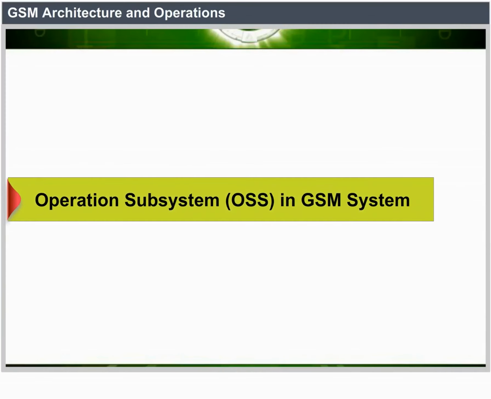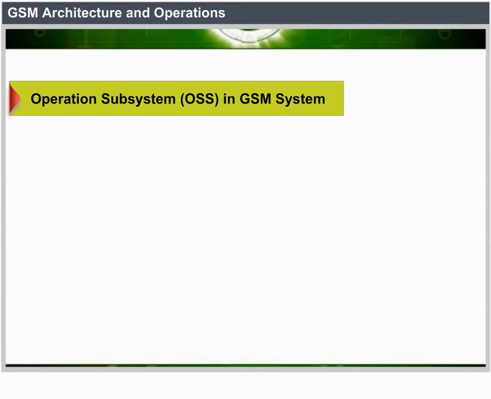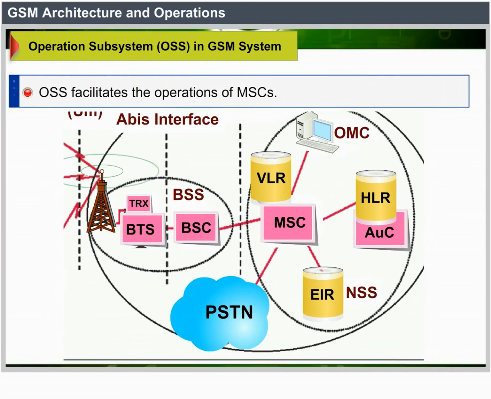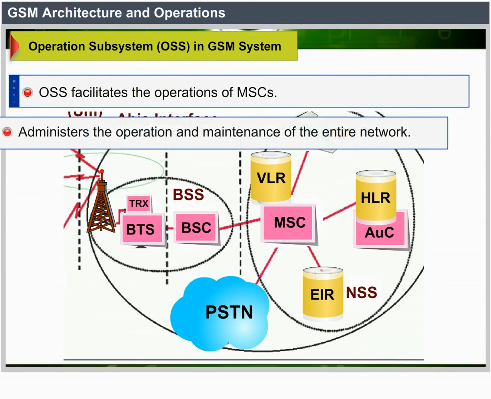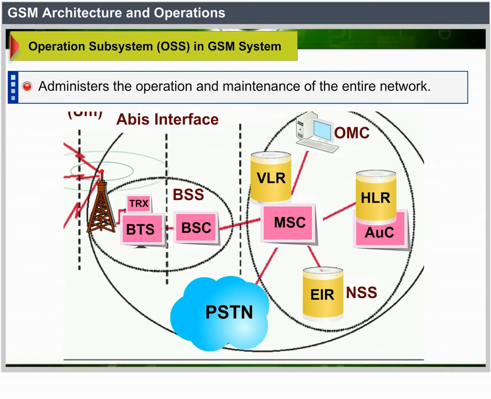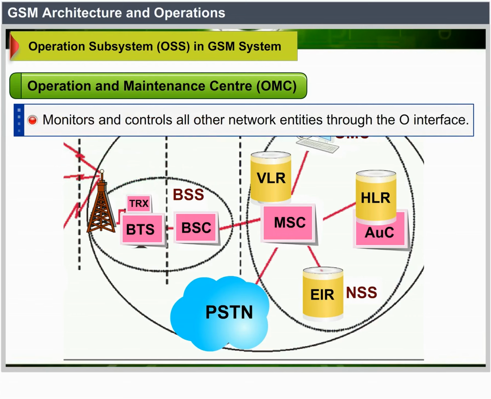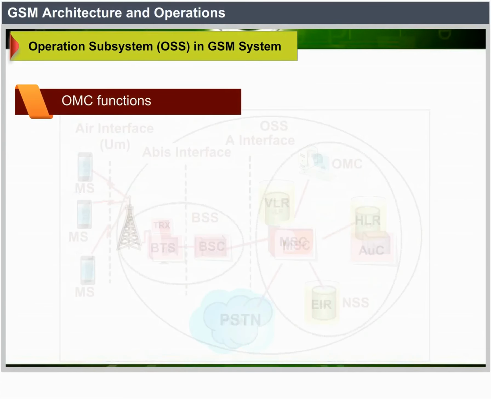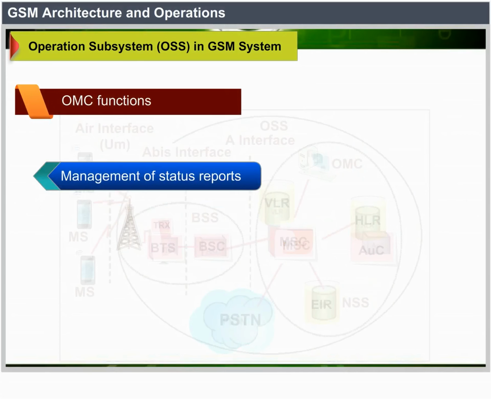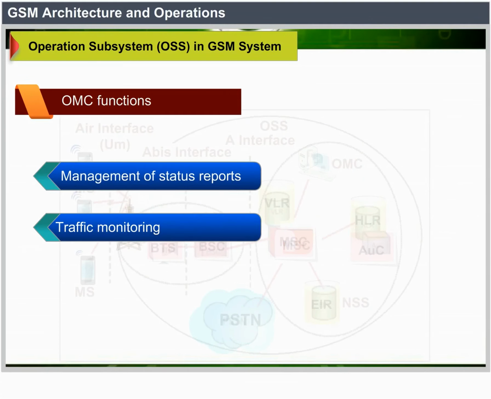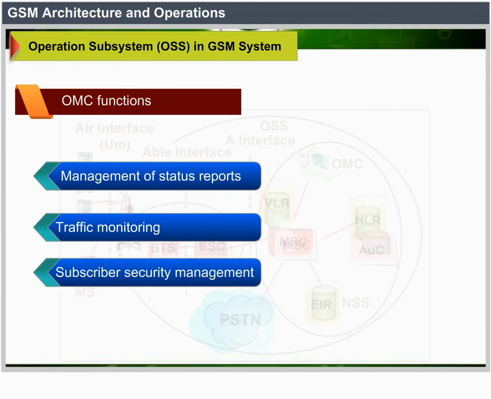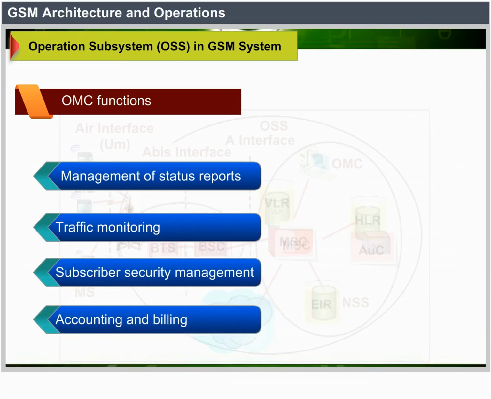Operation Subsystem, OSS, in GSM system. OSS facilitates the operation of MSCs and administers the operation and maintenance of the entire network. Operation and Maintenance Center, OMC, monitors and controls all other network entities through the O interface. OMC functions: management of status reports, traffic monitoring, subscriber security management, accounting and billing.